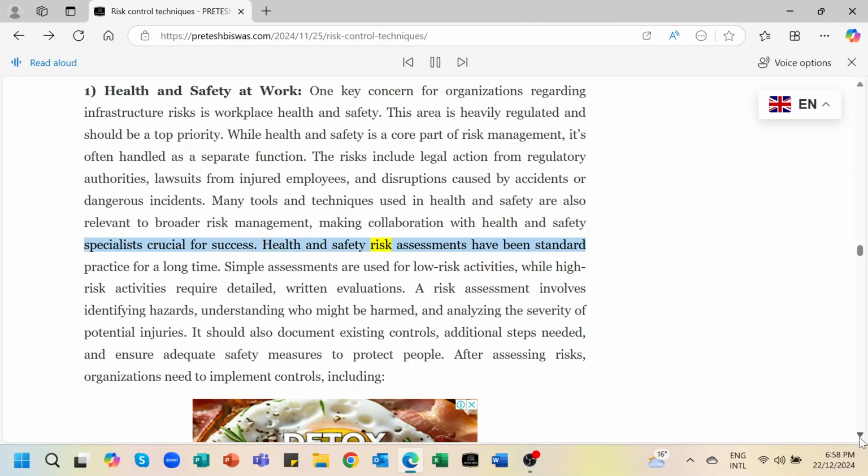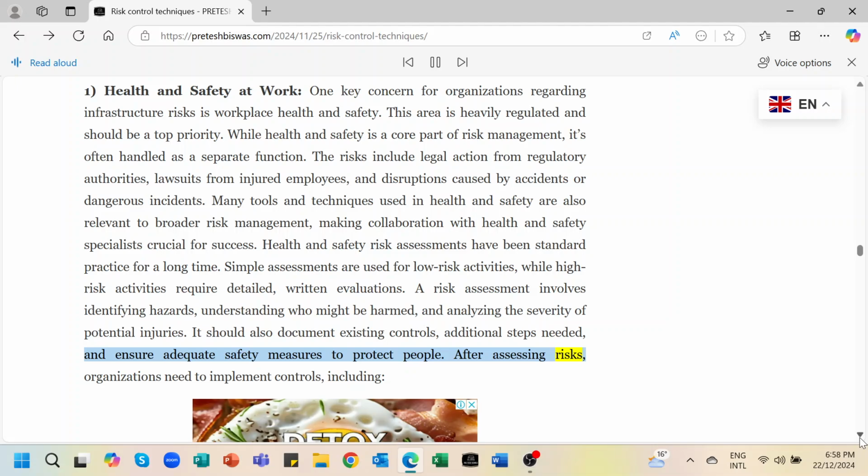Health and safety risk assessments have been standard practice for a long time. Simple assessments are used for low-risk activities, while high-risk activities require detailed, written evaluations. A risk assessment involves identifying hazards, understanding who might be harmed, and analyzing the severity of potential injuries. It should also document existing controls, additional steps needed, and ensure adequate safety measures to protect people.